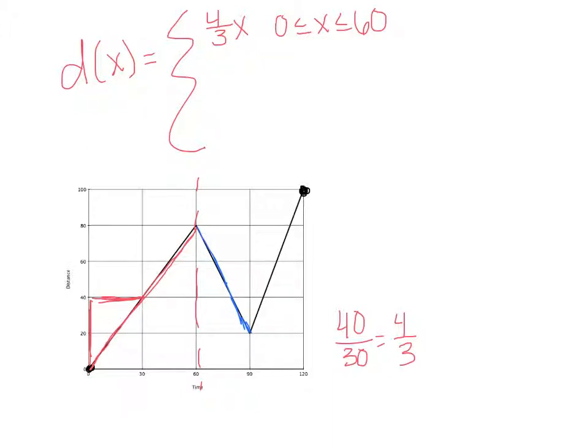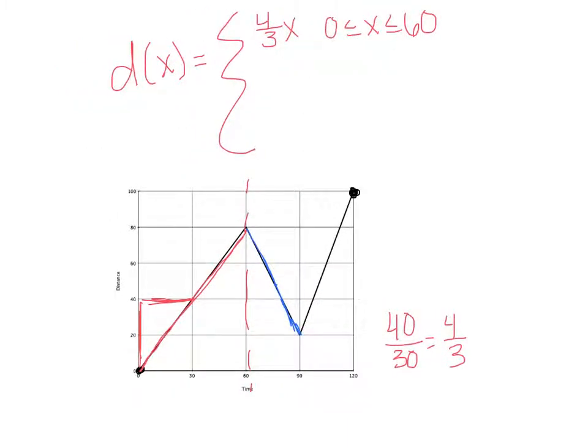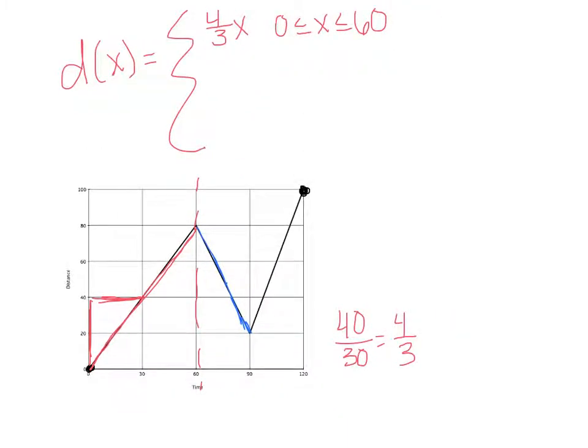Looks like we go over from 60 to 90. So we go over 30. And we go down from 80 to 20, which is down 60. So our slope is negative 60 over 30, which is nice, and it simplifies to negative 2. So the second part has a slope of negative 2.